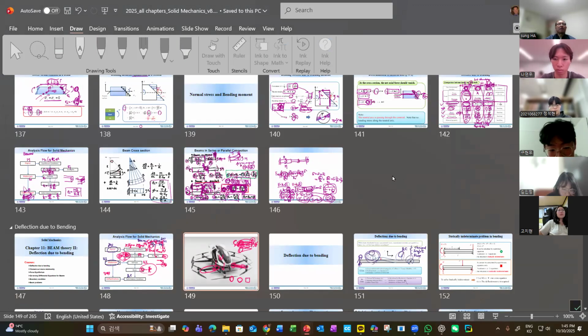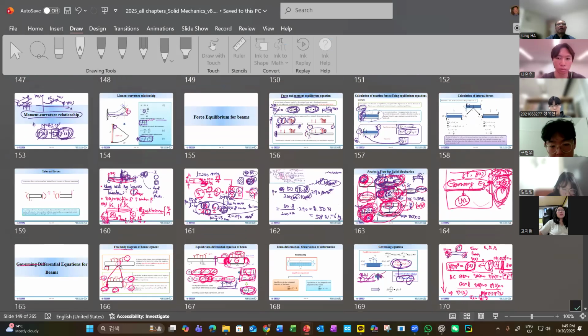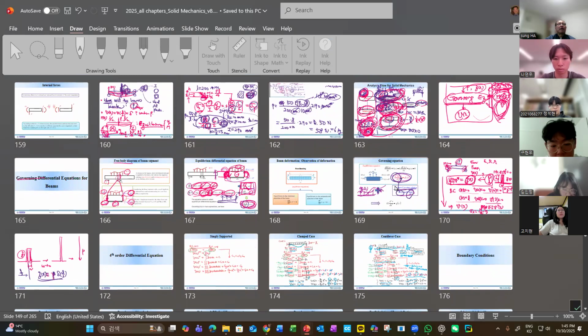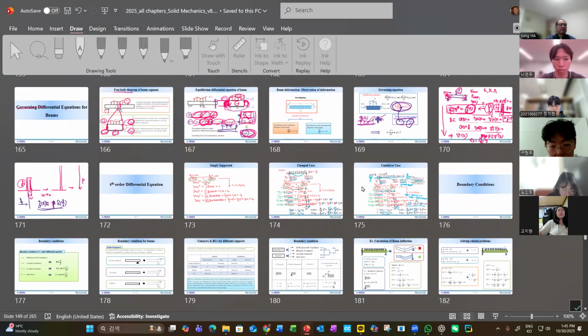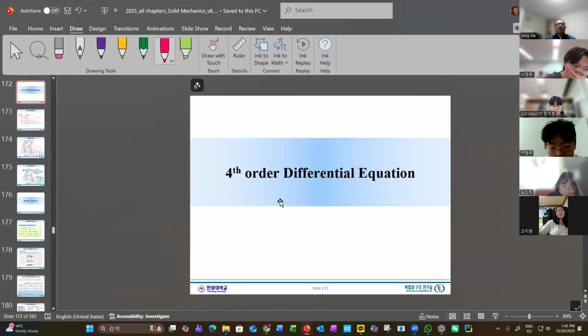So let's go back to the main subject. Combining all the equilibrium and bending moment curvature relations, we get the fourth-order differential equation. I like to simplify the procedures.